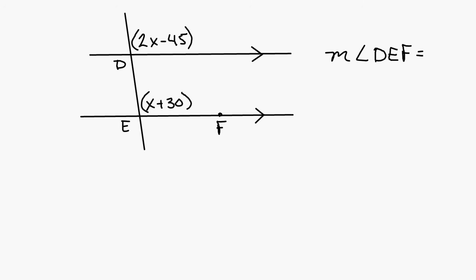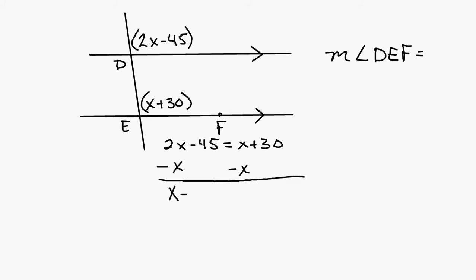And in this case, the two expressions are related to angles that are corresponding angles, aren't they? So you have to write an equation. So 2x minus 45 is equal to x plus 30, and you have to solve for x. So you can subtract x from each side, and x minus 45 would equal 30. And then you could add 45 to each side, and x would equal 75.